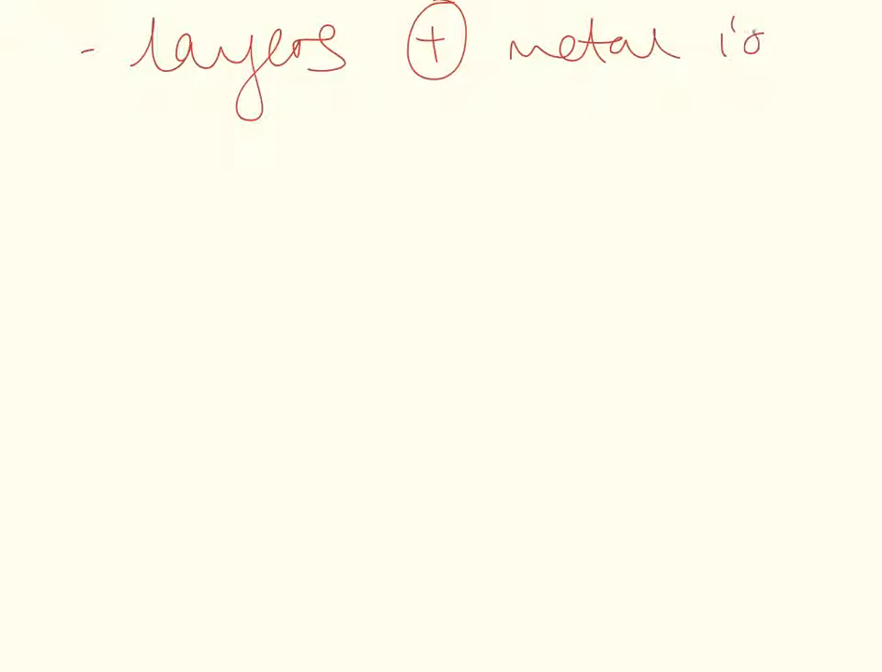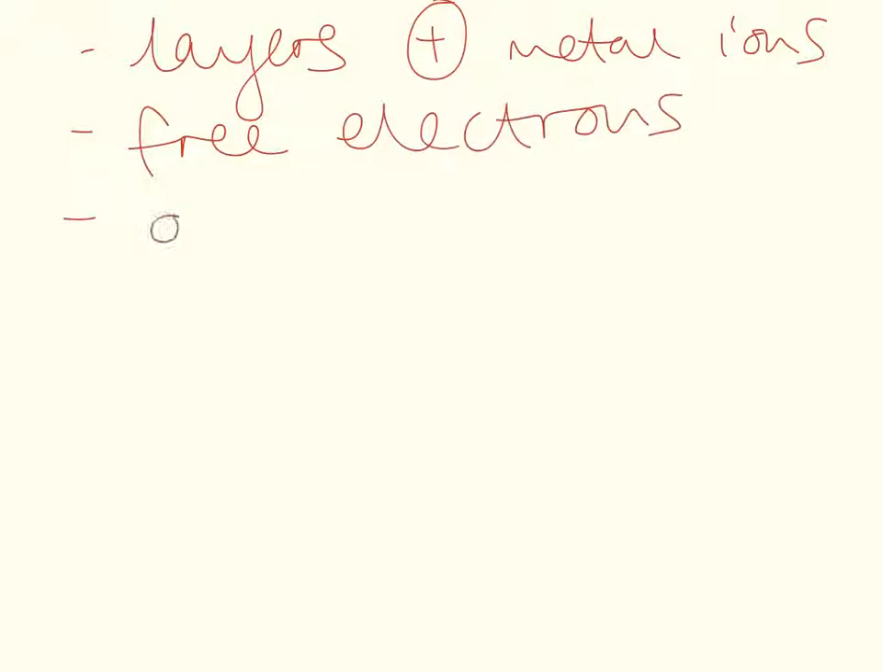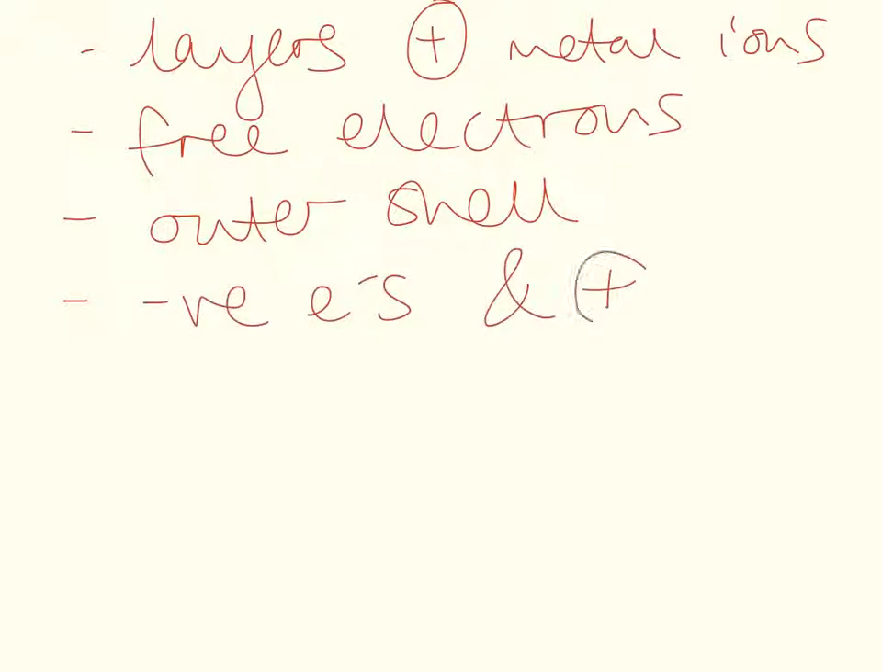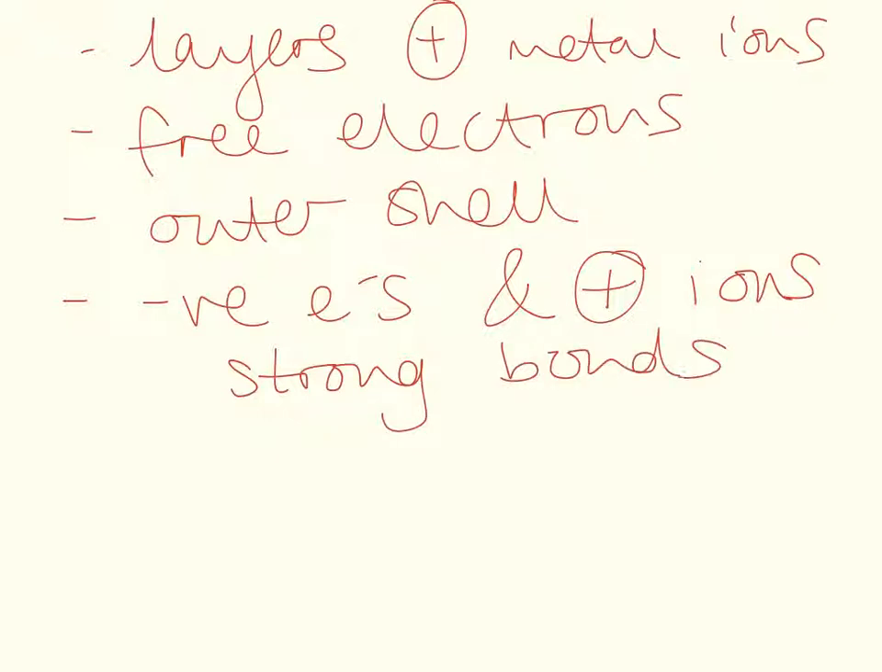So to summarise the key points with metallic bonding, you have layers of positive metal ions. These are surrounded by free electrons. The electrons have come from the outer shell of the metal atom. There is a strong attraction between these negative electrons and the positive ions, which means that they have strong bonds and therefore they have high melting points.